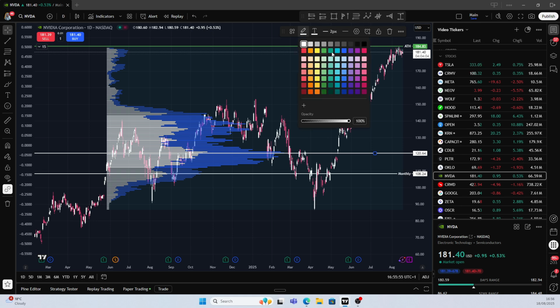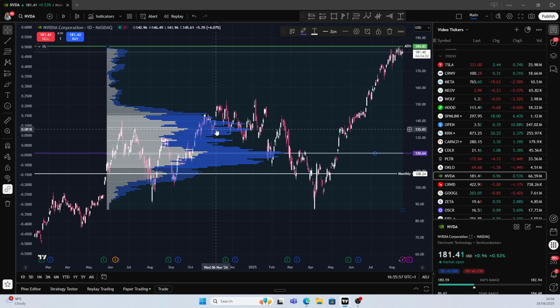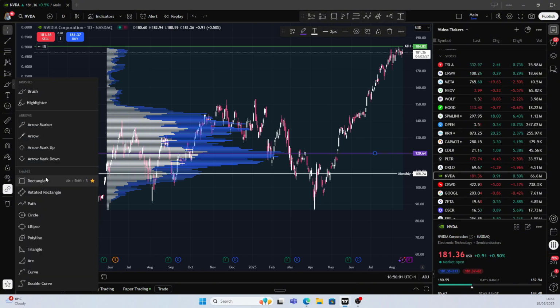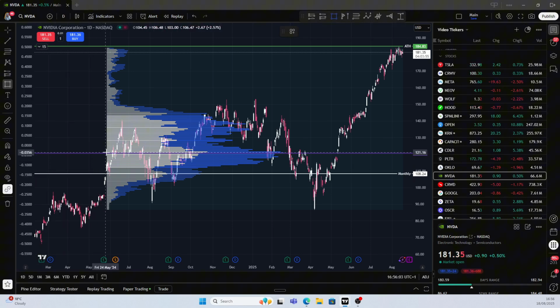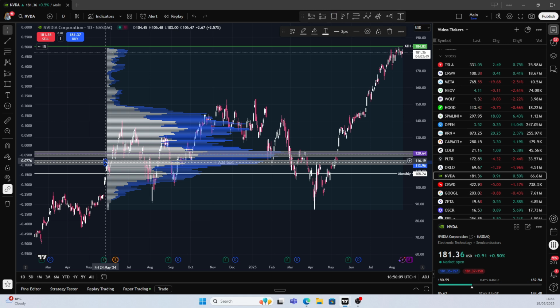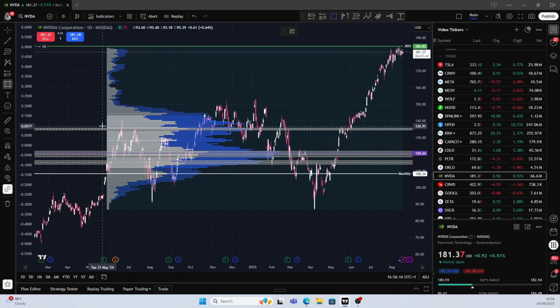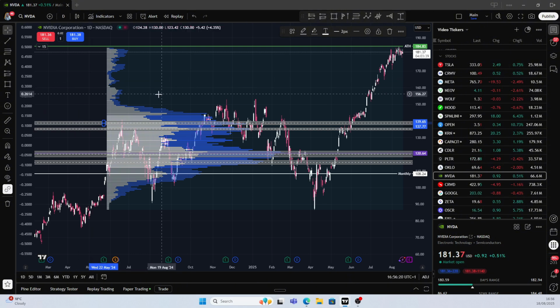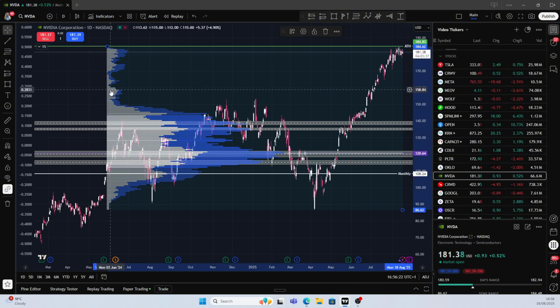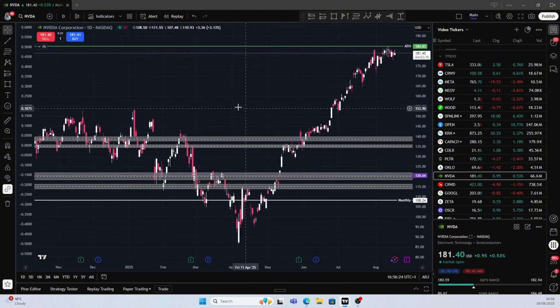If we get this across, we can see the point of control is here, so I will make that purple. What else do we have? Let's box it out. You've got quite a sizable box there. You've got this area here that's interesting, you've got this area, and you have this area here. So in terms of newer price action, we're going to have to zoom in even further.